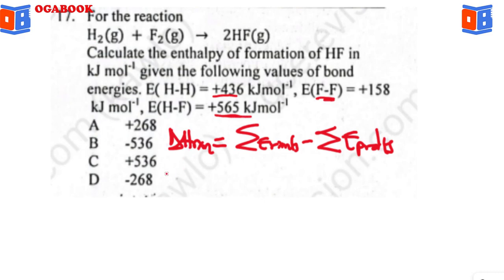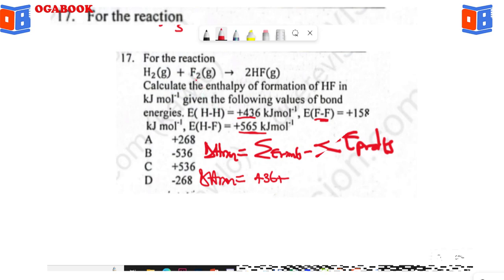Hydrogen to hydrogen is a reactant, so therefore the enthalpy of reaction will equal 436, that is for the hydrogen to hydrogen bond, plus the fluorine to fluorine bond, which is 158. That is all for the reactants.